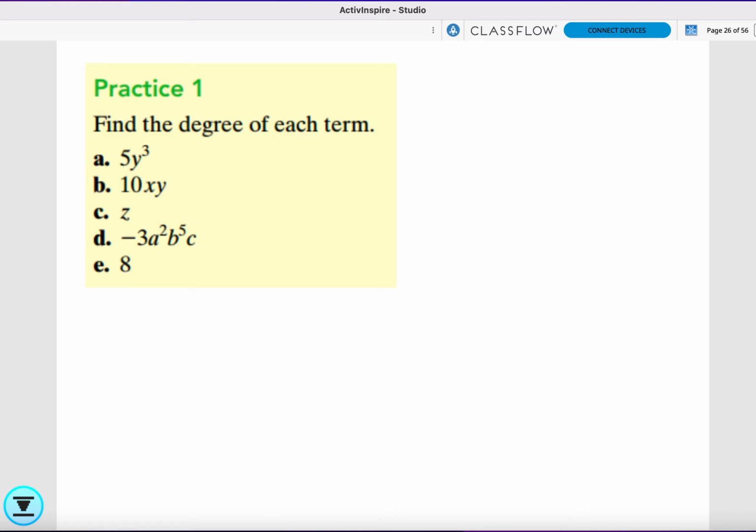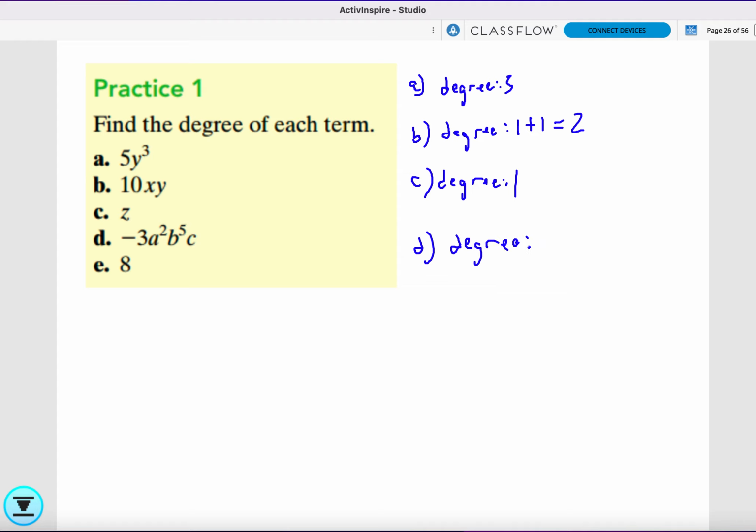So here's practice 1. Find the degree of each term, guys. So here the degree for a is 3. For b, we have 1 plus 1, which is 2. Then C is just 1. D, degree is 2 plus 5 plus 1, which is 8. And then E, the degree is 0 because it's just a constant term. Keep that in mind.